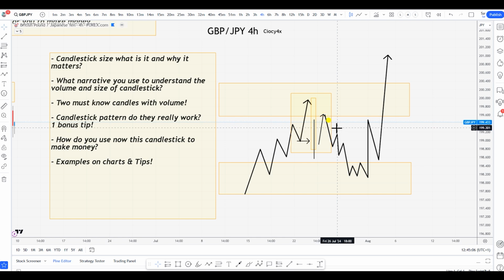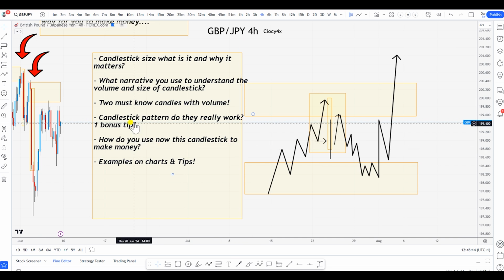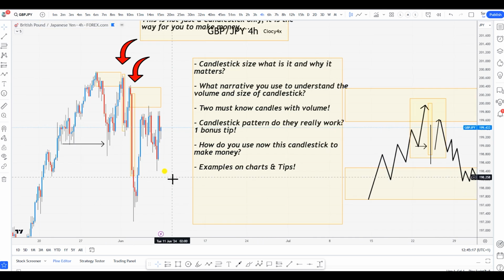And this is something you should be backtesting for you to understand even better. Candlestick patterns, do they really work? One bonus tip. Oh boy. Okay, so me personally, I never traded candlesticks. As I said to you guys before, I didn't care. I was seeing this and that, but whatever. I was just trading patterns that were forming in the market. Never cared about candlestick patterns.